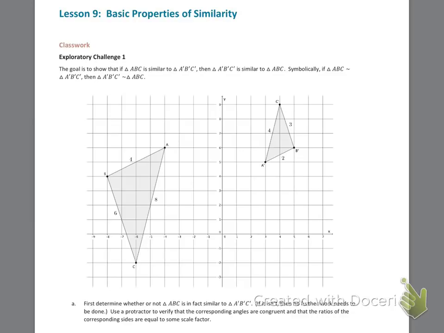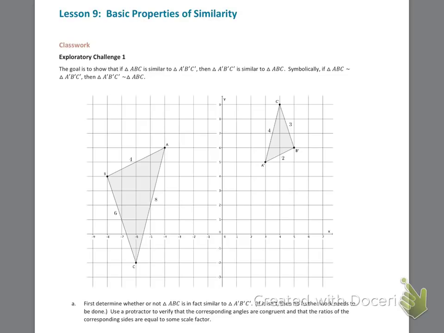And remember, if we have a sequence of transformations that would take ABC and map it onto A prime B prime C prime, what we're saying is that if we can do that, then we can always find a sequence that would map A prime B prime C prime onto ABC. So we would only need to show similarity one way, and we would know that it works both ways.